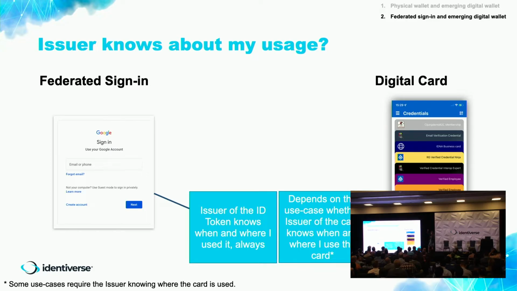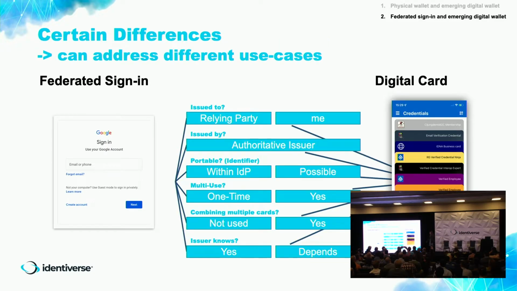Does the issuer know about my usage? When the Department of Motor Vehicles sent the data directly to the hotel, it knows that I'm checking into that hotel, right? So yes, by design, in the federated sign-in model, the Department of Motor Vehicles would know. And it's not necessarily bad. This is important, right? Because if I'm an employer, I want to make sure my employees are not stealing the data and taking it to the competitor. I want to make sure my employees are working in a secure environment where they're working from home, right? So the federated sign-in model offers immense value in certain scenarios. And in digital cards, as we have seen, depending on architecture, it depends, right? Whether the issuer would know or not. So there are certain differences.